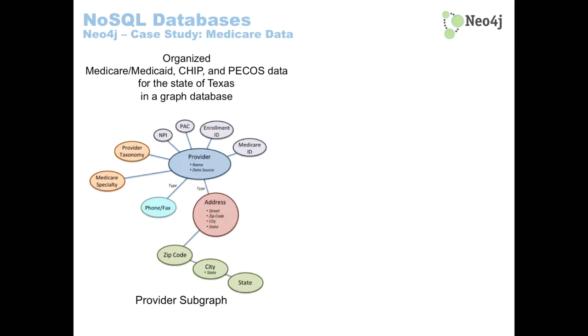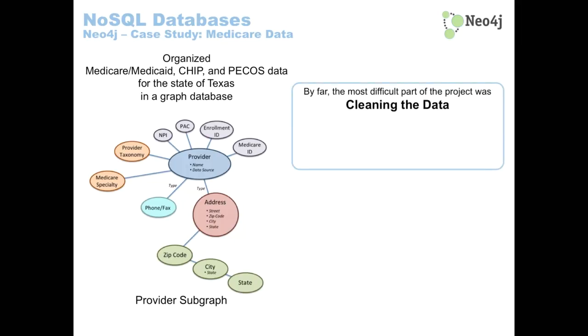Then there was information about Medicare specialty. I can't even remember what some of these things stand for. You can probably tell me. But, so the NPI is a national provider number. Yeah, I don't know what the PAC is. Yeah, I can't remember either.